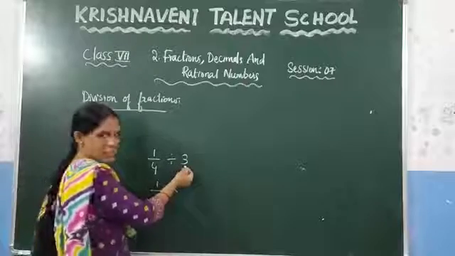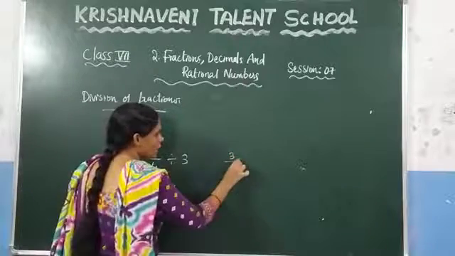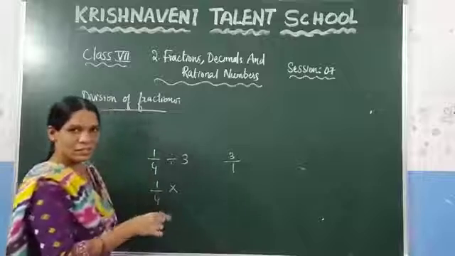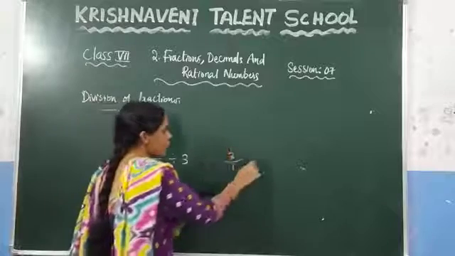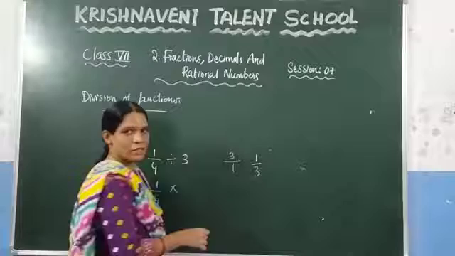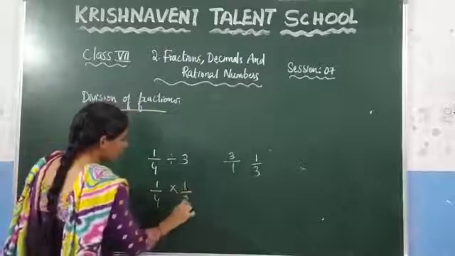So here, what is the next number? 3. You know that 3 we can write as 3 by 1. What is the reciprocal of this? It is nothing but 1 by 3. So write it here, 1 by 3.